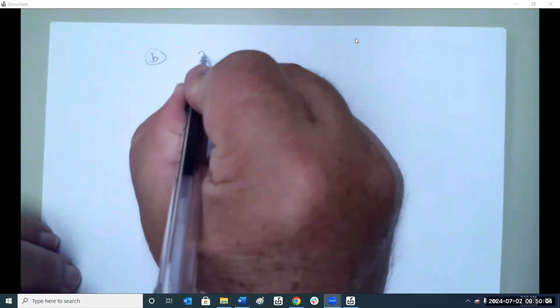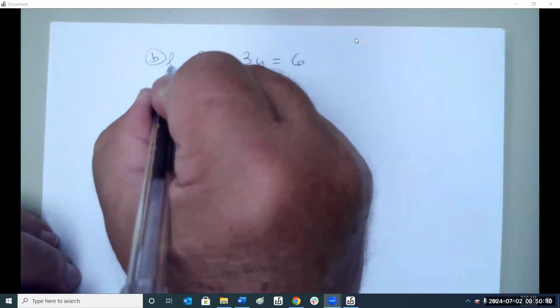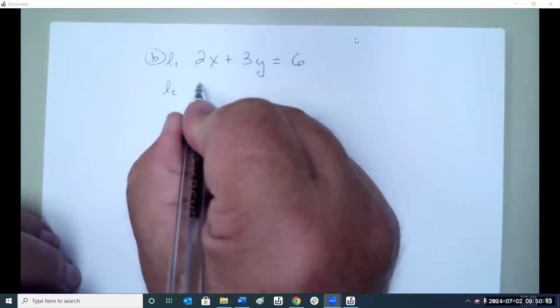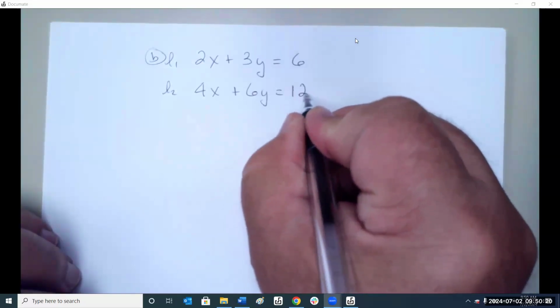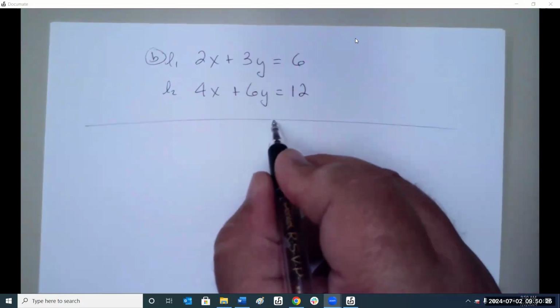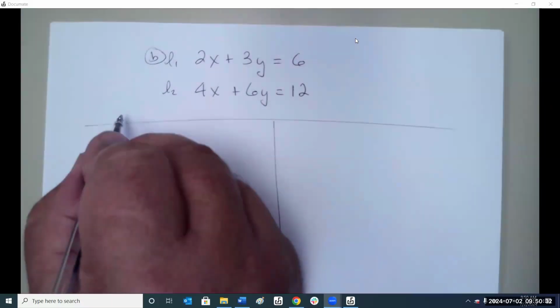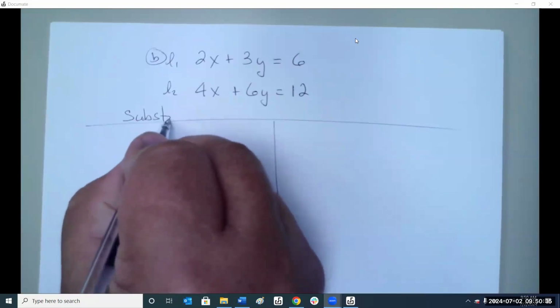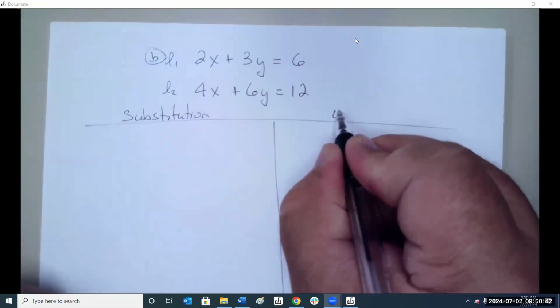All right, let's look at part B of that question. 2x plus 3y equals 6. That's line one. And line two, 4x plus 6y equals 12. Yeah, you can see this. But let's see what happens when we do these.